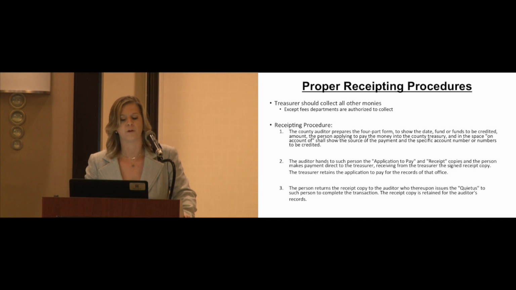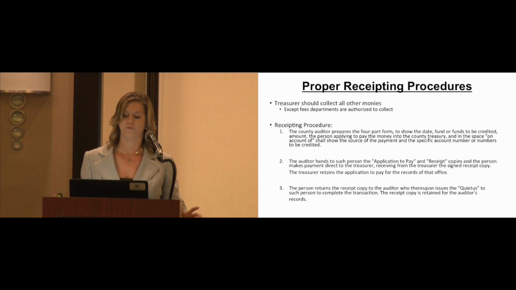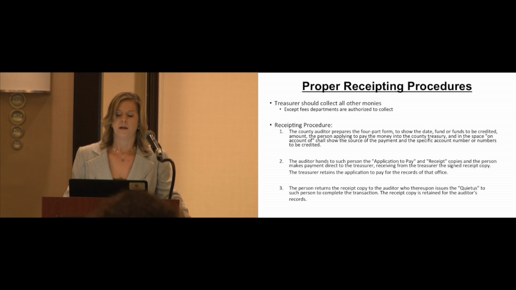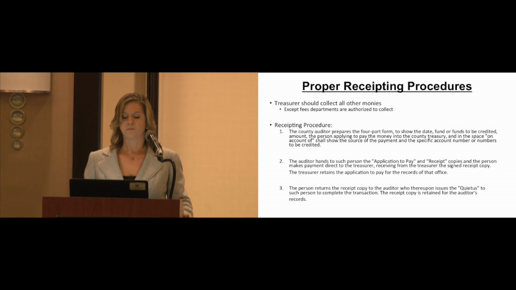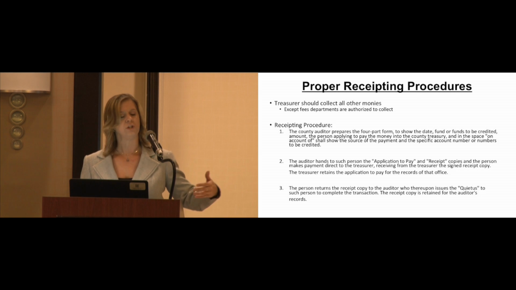So the way it talks about it, the county auditor would prepare the 4-part form to show the date, the funds to be credited, the amount, the person applying to pay the money into the county treasurer, and in the space on the account of shall show the source of the payment and the specific account number or numbers to be credited. So the auditor, they're going to come to you with money.